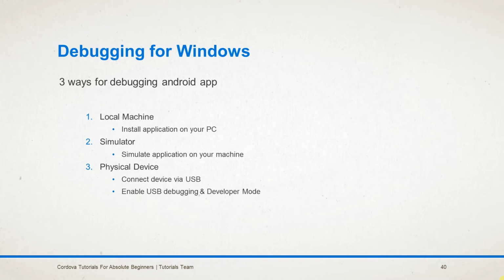For debugging in Windows, there are three ways. The first is a local machine, in which our application will be installed on the local machine. Second is a simulator, in which our application will be simulated on the local PC, where it requires the username and password for the logged in user. Third is a physical device, in which we need to connect our device to the computer via USB. And we also need to enable USB debugging and developer mode.